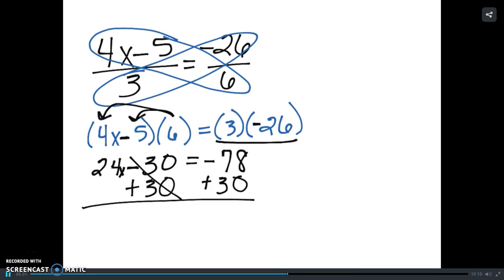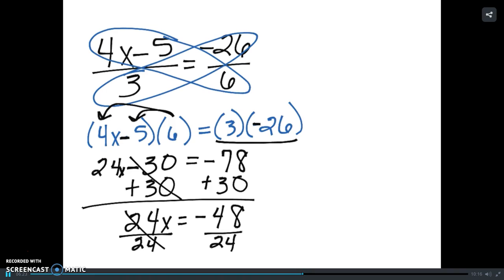I'm sorry, this 24 should have an x beside it. Almost made a silly mistake myself. So we have 24x left on the left-hand side, and negative 78 plus 30, and you're going to get 48, and that will be negative because the 78 was bigger. And then we are going to divide by 24 on both sides. Okay? And so in this case, our x is a negative 2.